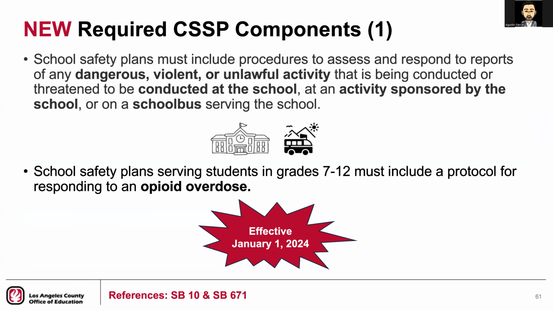Recent legislation added additional components to those required to be addressed in this comprehensive school safety plan. Effective January 2024 was the addition of the procedures to assess and respond to reports of any dangerous, violent, or unlawful activity that is happening or threatened to happen at a school or schools, or at an activity off campus that is a school activity, or on a school bus that's serving the school. Additionally, school safety plans serving students in grades 7 through 12 must include a protocol for responding to an opioid overdose.